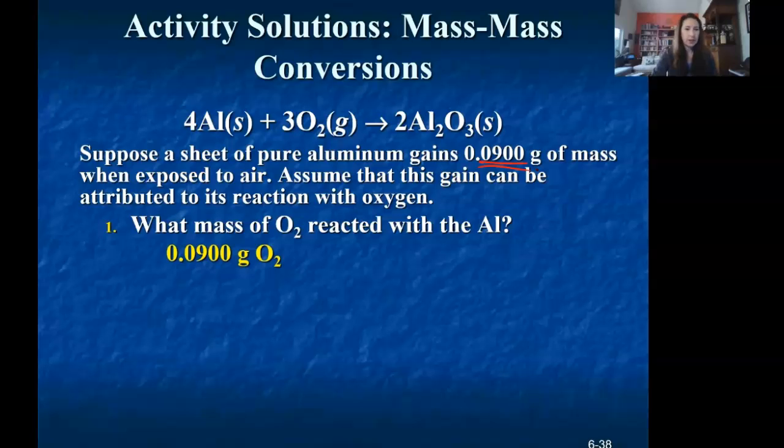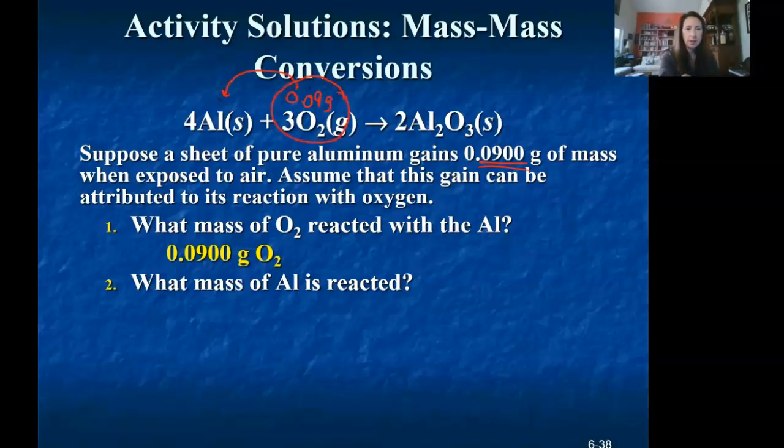Now the next question says, what's the mass of aluminum reacted? So if we have 0.09 grams of this, all we need to do is convert this to aluminum. So we're going to go from grams of oxygen to moles of oxygen, and from moles we're going to go to grams.